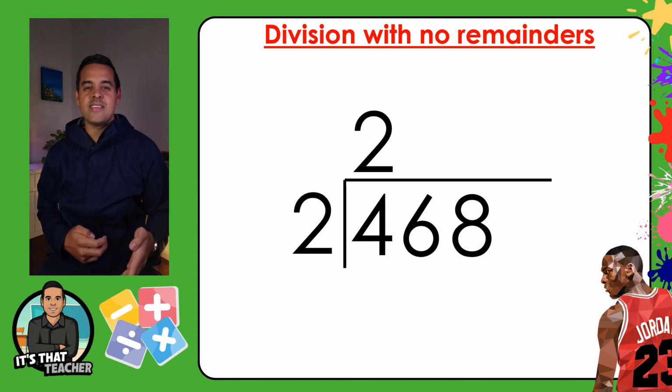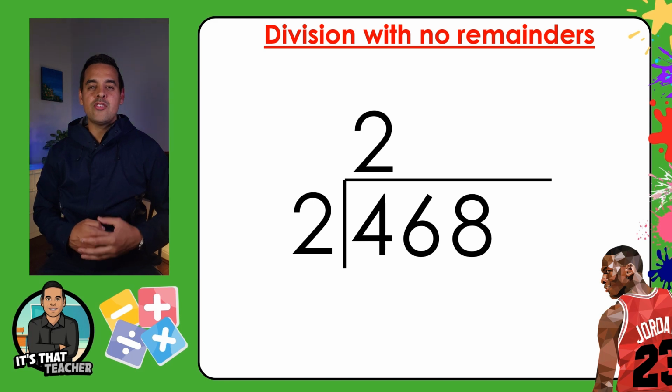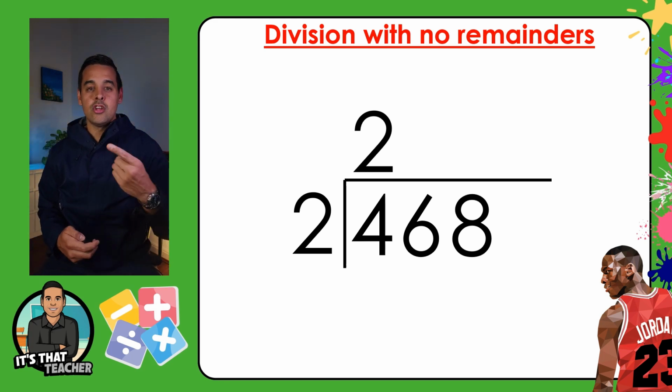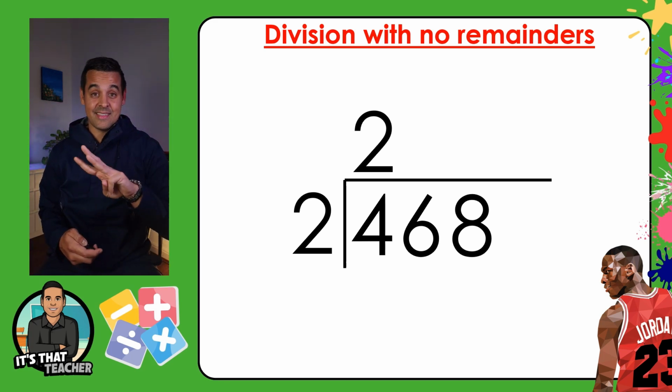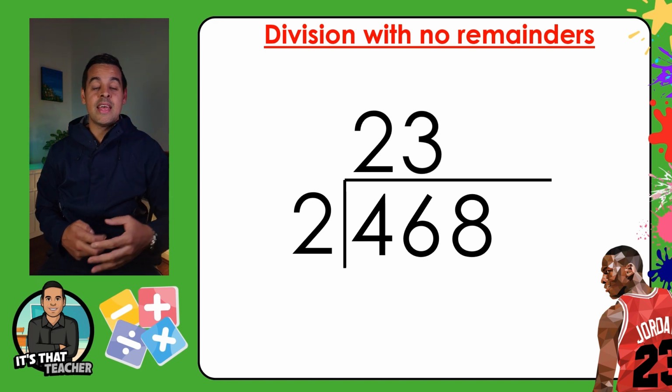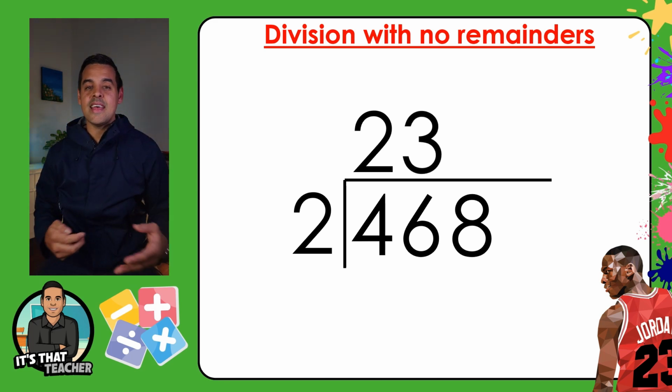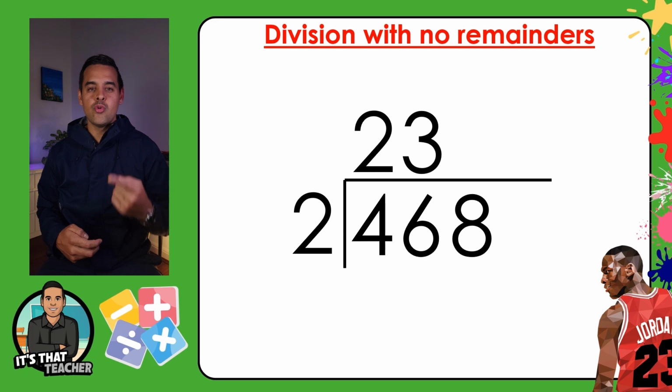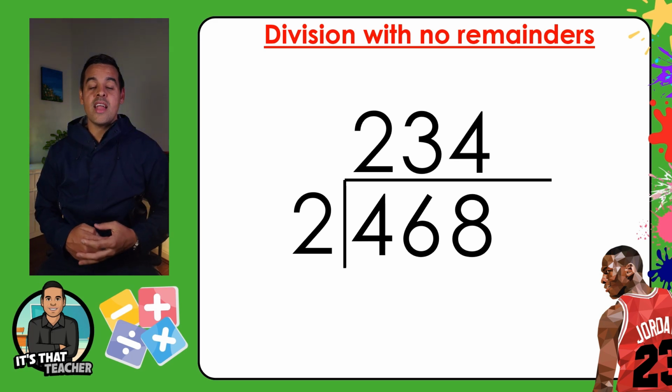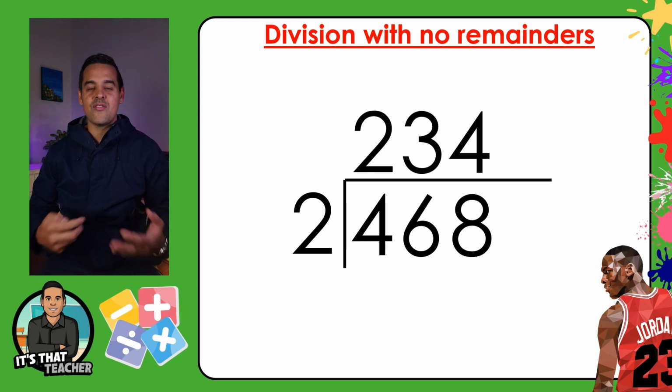Now, we move to the tens column, which has a 6. How many 2s can fit evenly into that 6? 2, 4, 6. So that answer would be 3. Now finally we have an 8 there, going up by 2s: 2, 4, 6, 8. You can see I'm holding 4 fingers, so that answer would be 234.